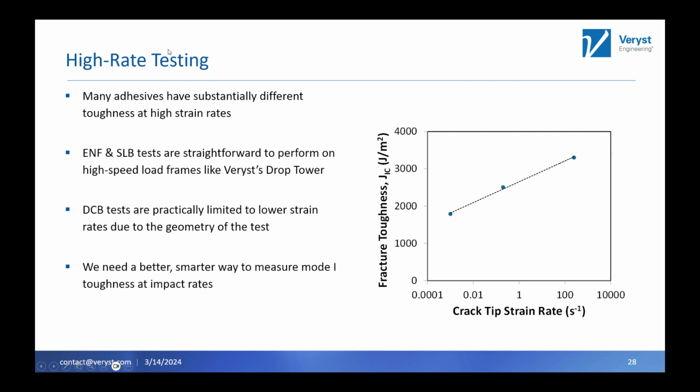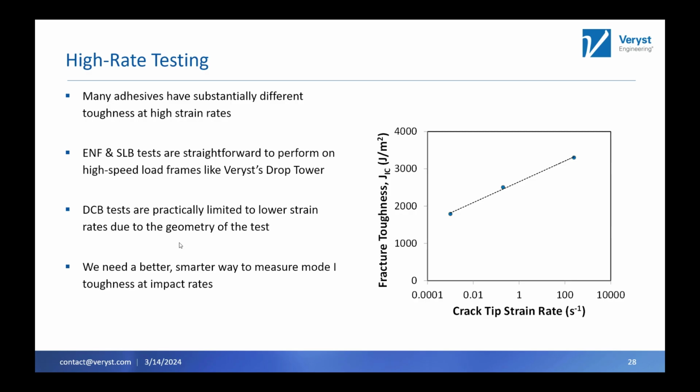The nice thing about the end-notch flexure mode 2 test, and the single leg bending, which is a mixed mode test that we normally run for these types of test programs, is that they are very straightforward to perform on high-speed load frames like our drop tower. However, the double cantilever beam, or mode 1 test, is practically limited to lower strain rates, just due to the geometry of the test specimen. That's because the opening speed where the load is applied is much higher than the actual strain rate at the crack tip, because you have these lever arms of the DCB specimen.